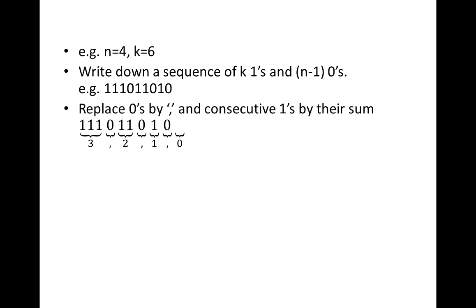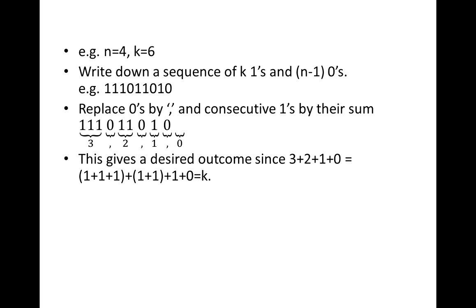Next, we replace zeros by commas and consecutive ones by their sum. So the first 3 consecutive ones become 3. The first 0 becomes a comma. The second 2 consecutive ones become 2. The second 0 becomes a comma. The third one is still 1. The last 0 becomes a comma. We add a 0 in the end.